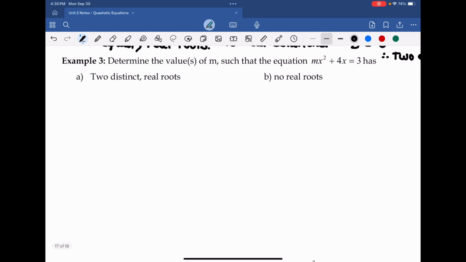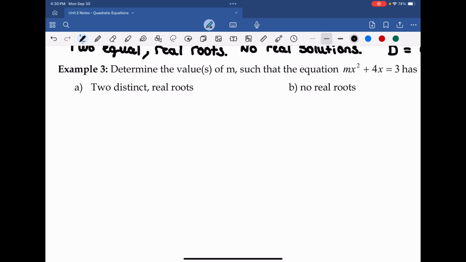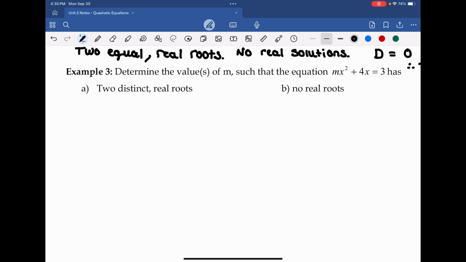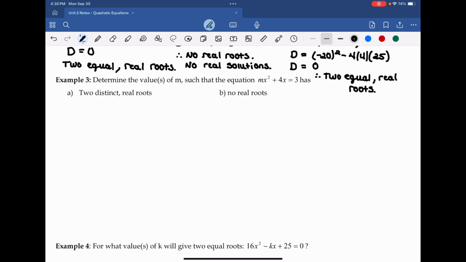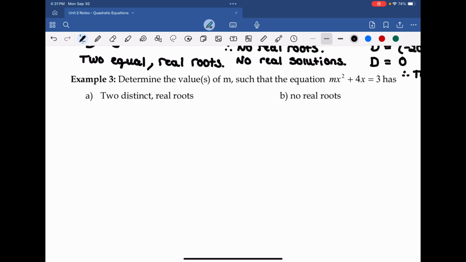Now, let's go into example 3. Determine the values of m such that this quadratic equation has two distinct and real roots, or no real roots. For this one, it doesn't look like they want us to look for the 0 case where they're both equal. So for this situation, we're going to write it in the following way.